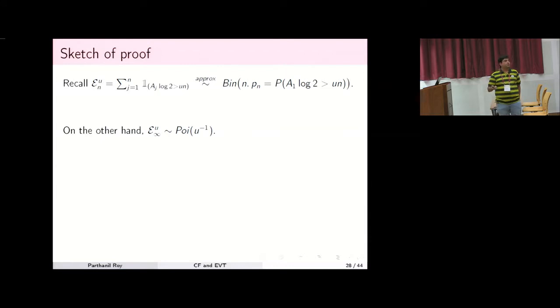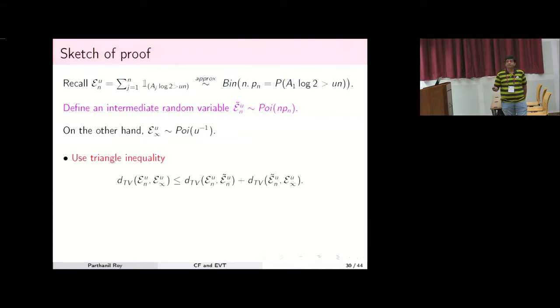The most natural thing to do would be to define an intermediate random variable. So you go a little bit from binomial to Poisson, but with parameter n times Pn, preserving the expectation. Okay, so that's the most natural thing to do. Define an intermediate random variable, epsilon tilde un, very bad notation, sorry, which is Poisson. We take this Poissonian thing, but with n times Pn. And let's just use the triangle inequality. The total variation distance between these two guys is bounded by these two and these two.